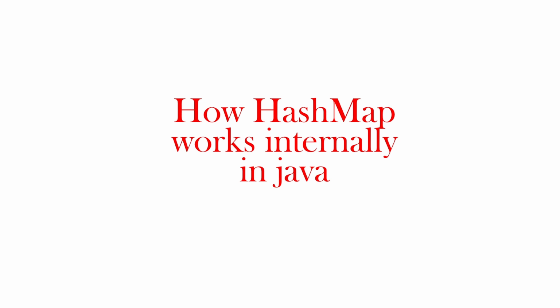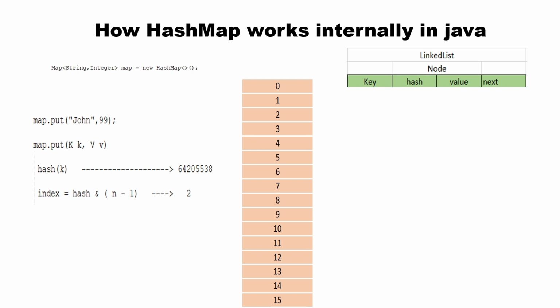Let's discuss how HashMap works internally in Java. When you create an object of HashMap, it internally creates a bucket kind of structure, and the size of this bucket is 16. The index starts from 0 and the last index of the bucket is 15, so the size of the bucket is 16.